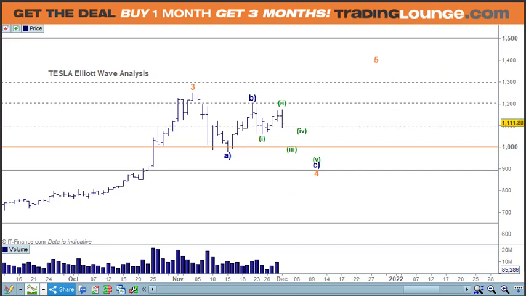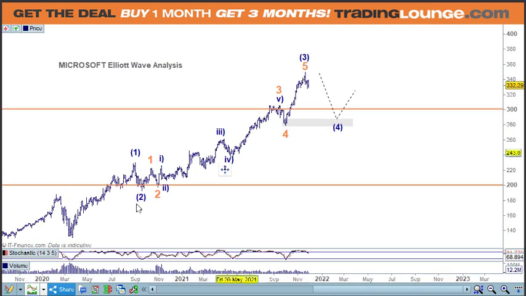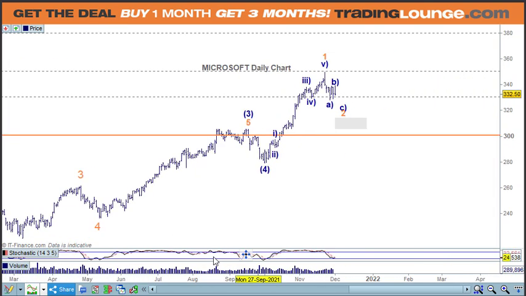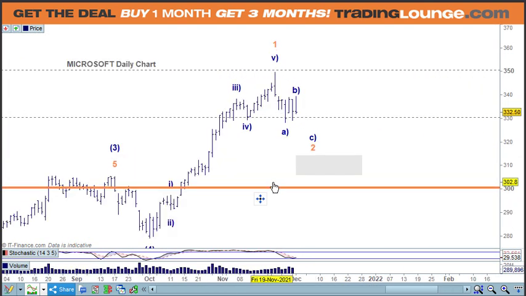Okay, so the next one is Microsoft. We're looking at this in 2 ways. We're looking at this move here with wave 3 up here, and this will be a larger wave 4 coming down. Or we can look at this as wave 1 coming up here, and in that case we'll look at it like this.